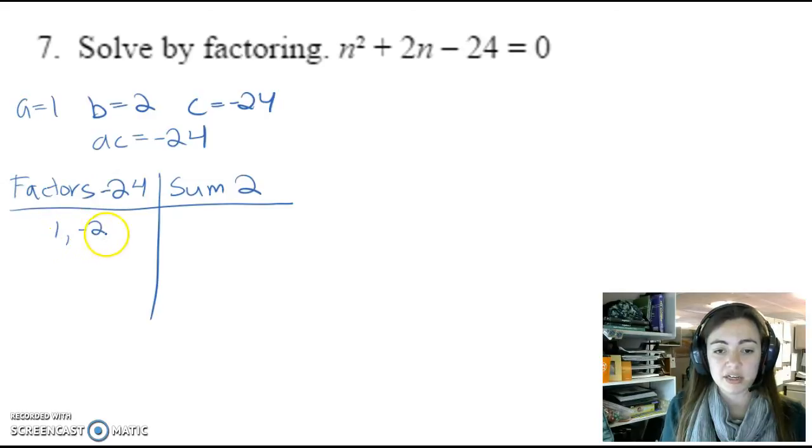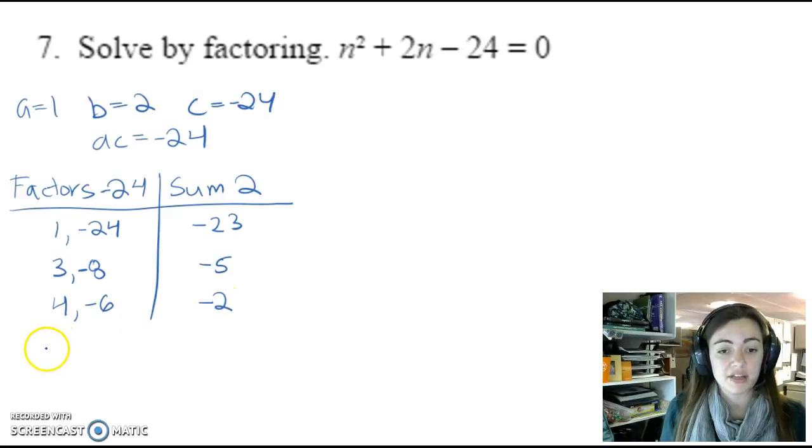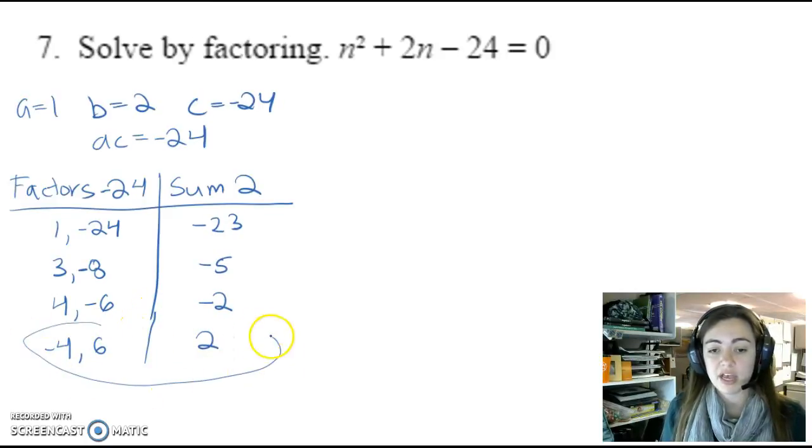So maybe 1 and negative 24, that gets to negative 23. Let's try another one here. Let's jump ahead here. So what about 3 and 8? One of them's going to be negative. So that would get us to negative 5, getting closer to 2. What about 4 and negative 6? That would get us negative 2. So what if instead we did negative 4 and positive 6? Negative 4 plus 6 is 2. So that's our answer here. Those are our factors.